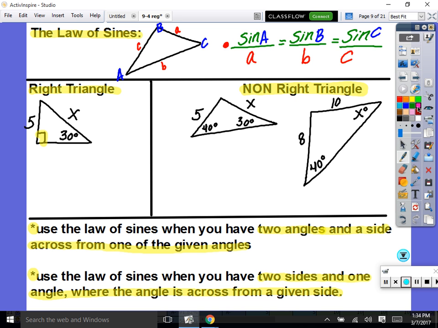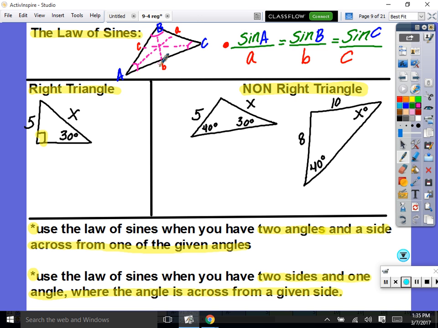So what I do need you guys to understand is push pause on writing the formula down and look up here. This is how they write angles. They write angles with capital letters. So this is angle A, angle B, angle C. Do you see how angle A is across from side A? And angle B is across from side B, which is written as a little b. And angle C is across from side C. Anyone confused?